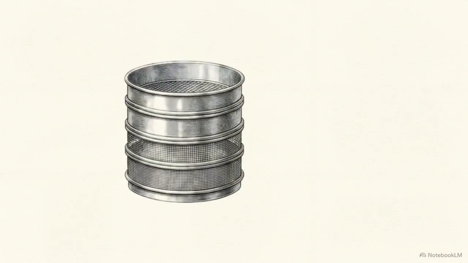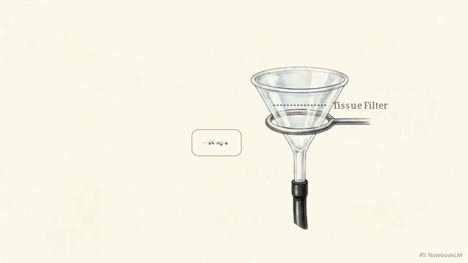This cross-section shows the filtration logic. Top meshes, 500, 200, and 100 micrometers, trap coarse debris. Nematodes slip through to the final 63 micrometer layer. To isolate living targets, we transfer this catch to a Baermann funnel. Active nematodes wriggle through a filter, collecting at the bottom.